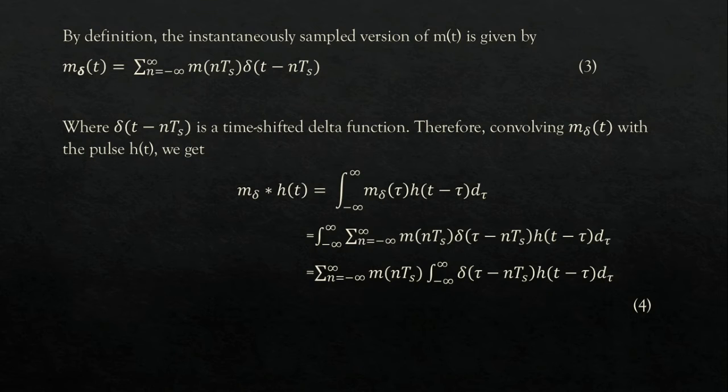Therefore, convolving m delta of t with the pulse h(t), we get m delta(t) convolution h(t) equal to integral minus infinity to infinity m delta(tau) h(t minus tau) d tau, which is equal to integral minus infinity to infinity sigma n equal to minus infinity to infinity m(nTs) delta(tau minus nTs) h(t minus tau) d tau, which is then equal to sigma n equal to minus infinity to infinity m(nTs) integral minus infinity to infinity delta(tau minus nTs) h(t minus tau) d tau.